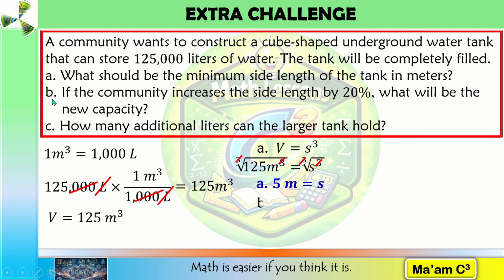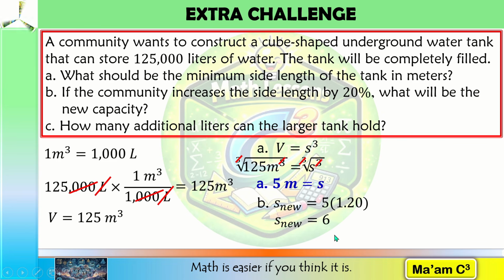Now let us answer letter B. If the community increases the side length by 20%, what will be the new capacity? So we're going to multiply our original side length by 1.2 because there is an increase of 20%. So 5 times 1.2, the new side length would be 6.